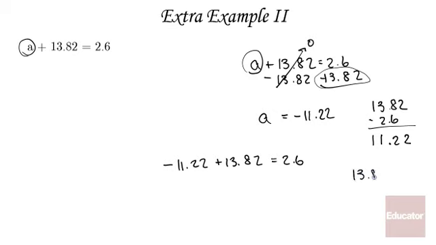So I'm going to take 13.82 and subtract 11.22. 0, 6, 3 minus 1 is 2, 0. So 2.60, we don't need the 0, so 2.6. Is that correct? Yes, it is. So our answer is A equals negative 11.22.